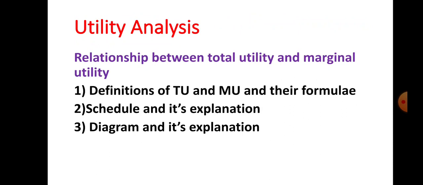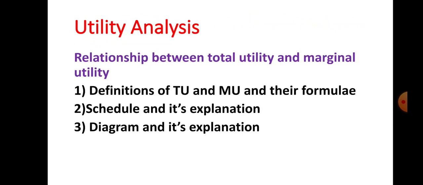Such a kind of question is possible for 4 marks. Answer the following question. So how to write down the answer here? First, you have to write the definition of total utility, formula of total utility, definition of marginal utility, and formula to obtain marginal utility. After that, the second point is you have to draw a schedule and write its explanation.